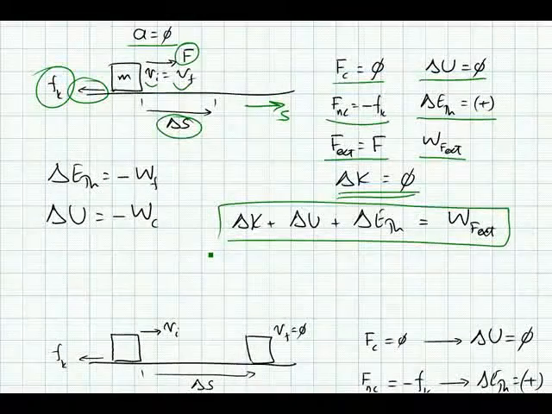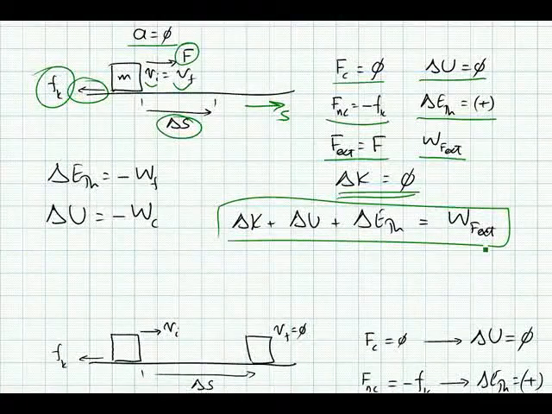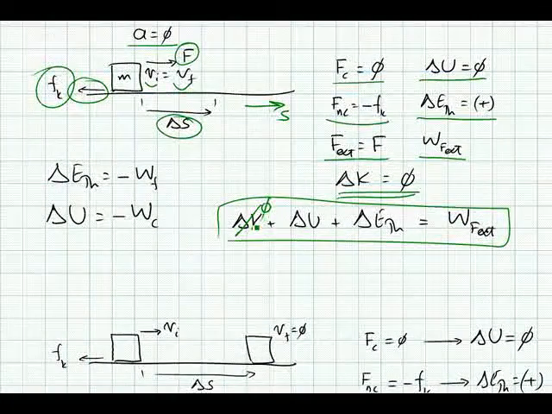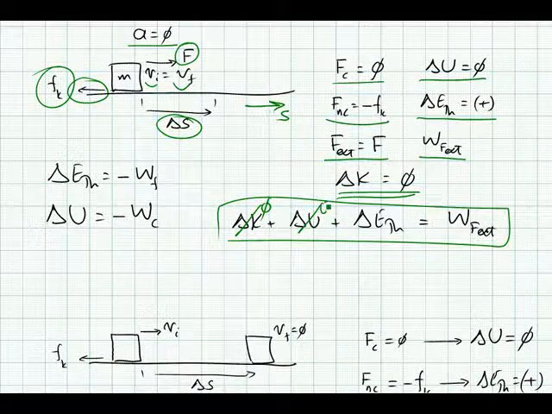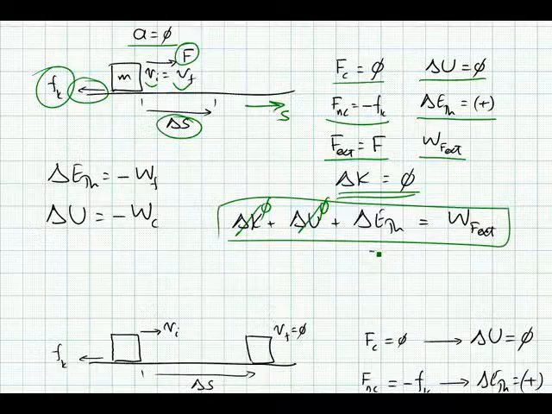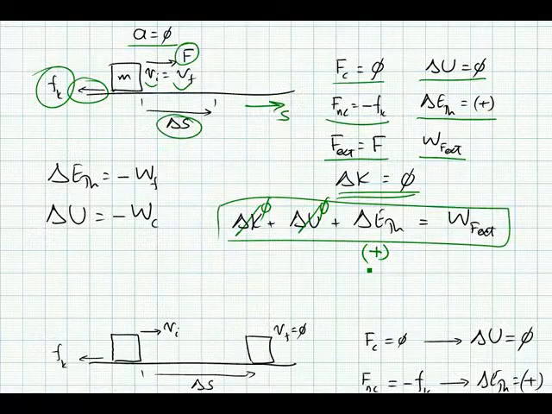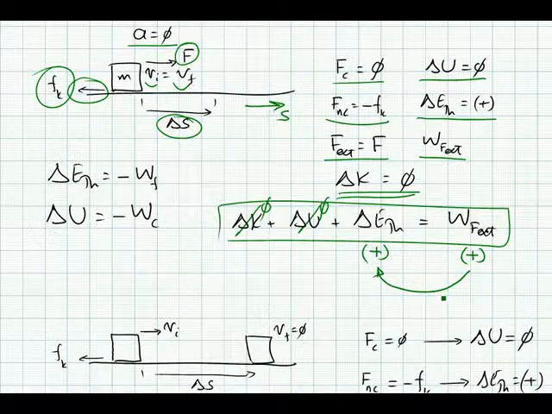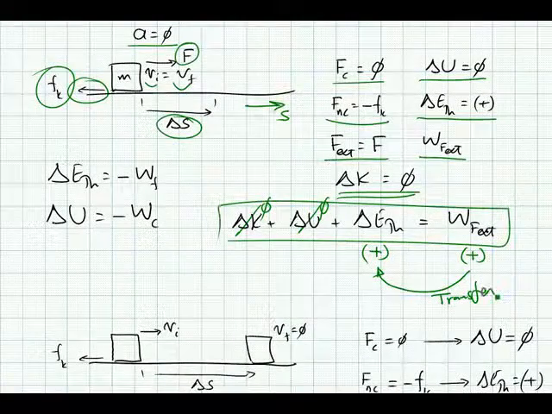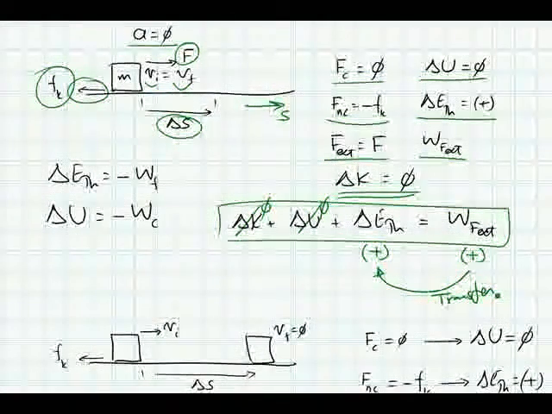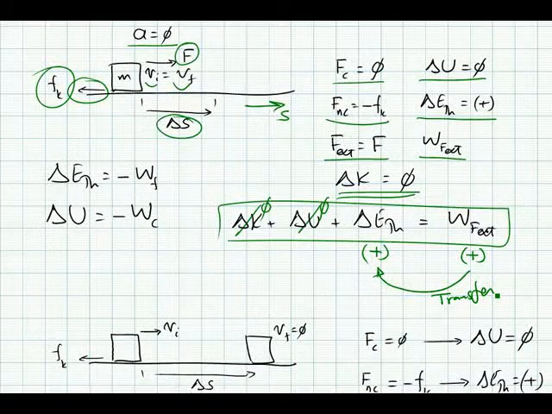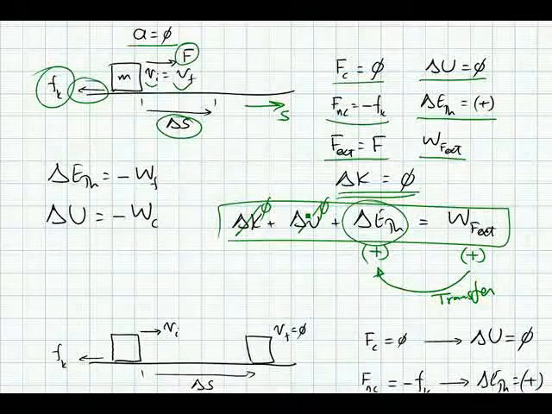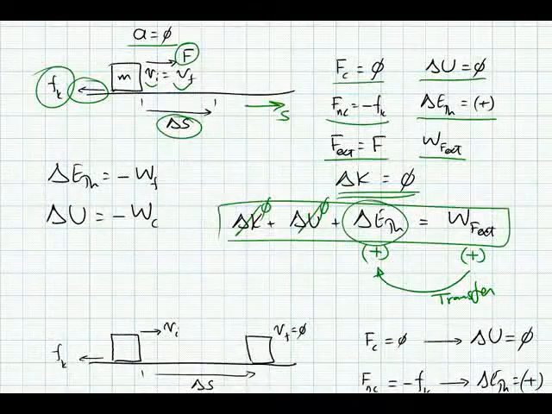So now, taking a look at our mother of all equations, we have delta K plus delta U plus delta E thermal equals W external. Well, what do we have for delta K? This term is 0. Delta U was 0. Delta E thermal, we said that's a positive term, and work external is a positive term. So what we have here is a transfer of energy into our system. Work done by the external force transfers energy into our system, which exhibits itself in the form of thermal energy, or a change in thermal energy.